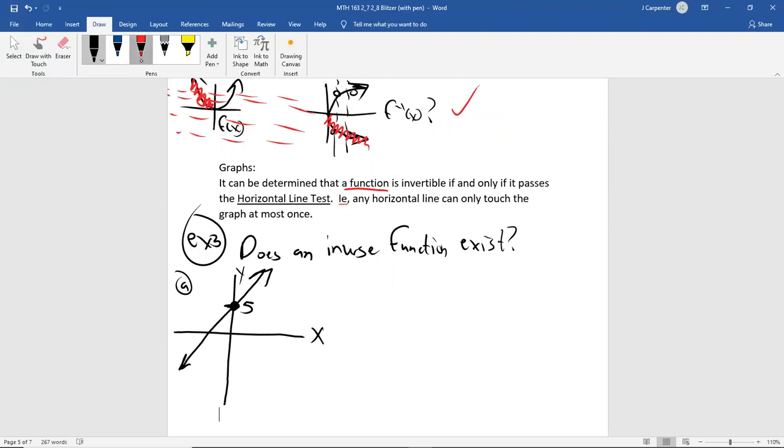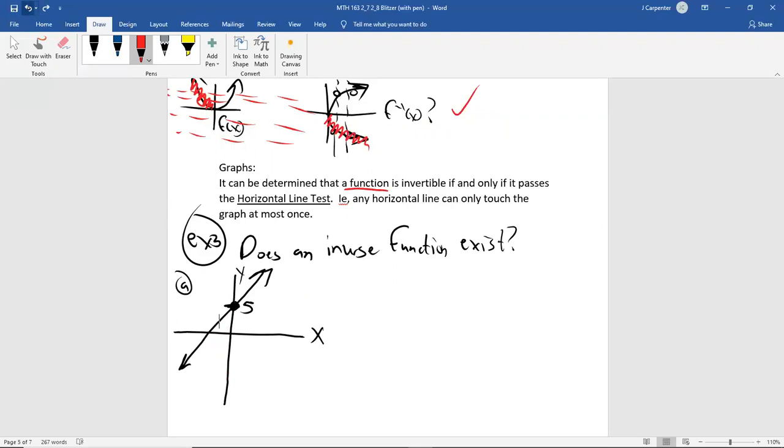So what you do is, first of all, I didn't tell you it's a function, so you could go, well, is it a function? So you draw a bunch of vertical lines, and all of them would only touch once. So yes, it is a function. But that wasn't the question. I said, does an inverse function exist?